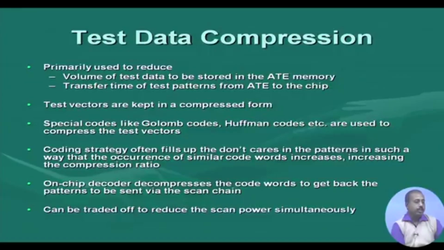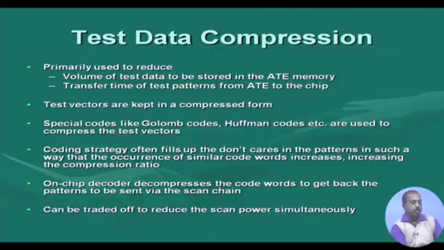So, this we have already seen. Test vectors are kept in a compressed form, and we have seen some codes like Golomb code, Huffman code, etc., to compress the test vectors. The coding strategy exploits the don't cares such that the occurrence of similar code words increases, and that improves the compression ratio. Any of these coding techniques make use of the don't care bits in the test pattern, so that the commonality between these cubes increases, so that they have to store fewer cubes in the dictionary, or the coding can be done.